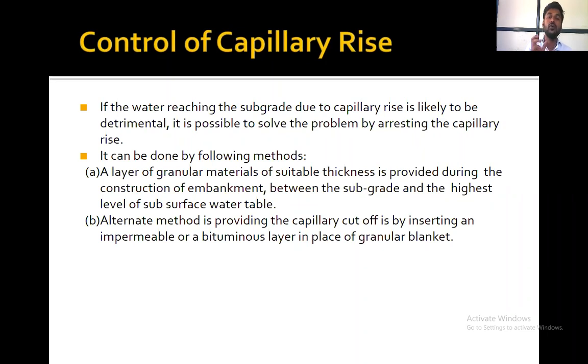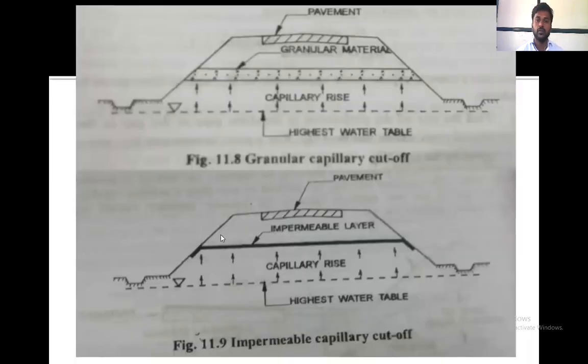And how can we achieve it? By providing boulders, large stones, large aggregates, so that the voids can be achieved and the capillary rise can be controlled. You can observe here, we can provide granular material with large grain sizes so that the capillary rise will be arrested there. And also, we can provide an impervious layer so that water will not pass through that layer.